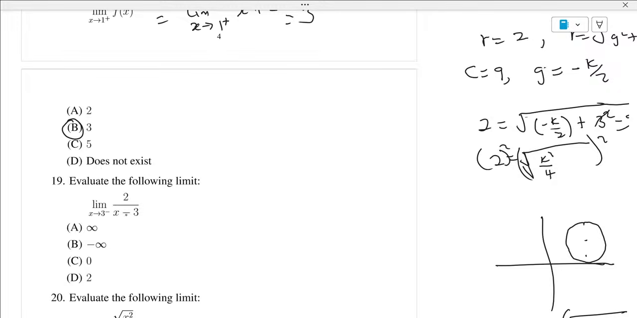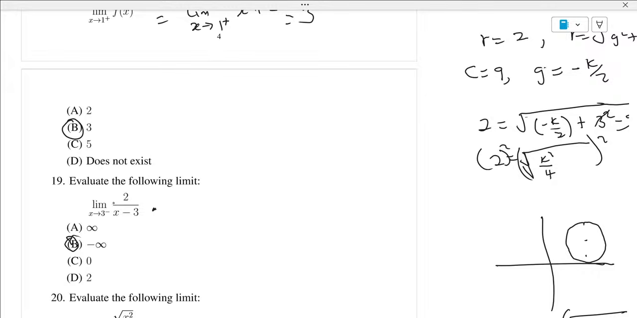And then you know that if you put these values in, the more you put numbers closer to 3 into this function, the bigger it becomes. But how big does it become? It becomes big in the negative direction. So in that case, we have our C to be our answer.